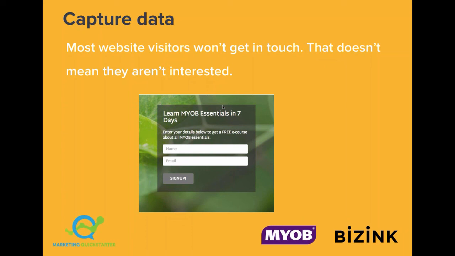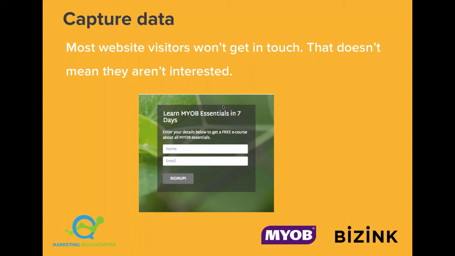Like we've got on screen here, a data capture form. So if our normal conversion rate is like 1%, it's definitely possible to get maybe even 10% of people giving you their details. Really, their email address is the most important thing, because then you can continue to keep a conversation going with them, and when they become ready to buy, you're going to be top of mind.